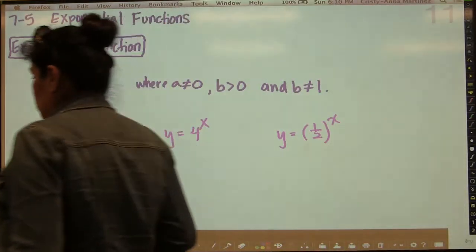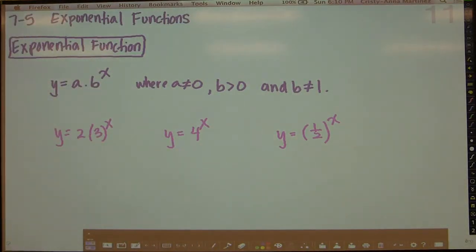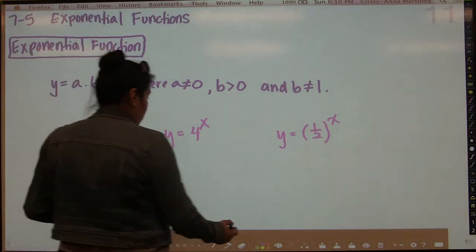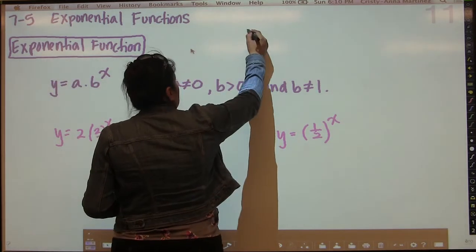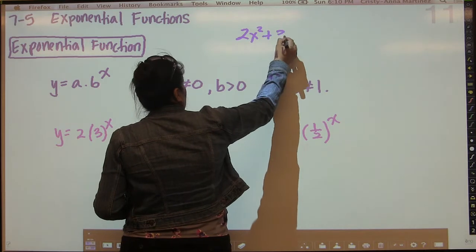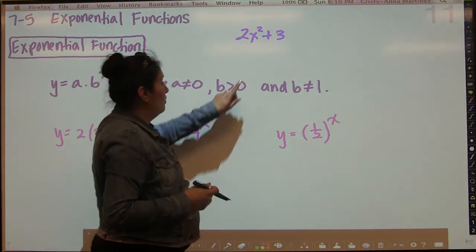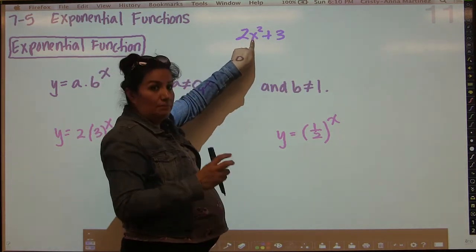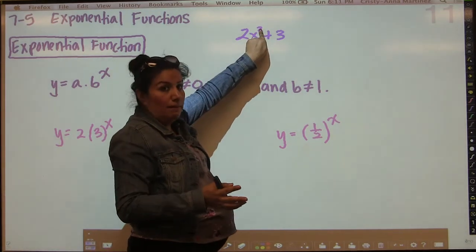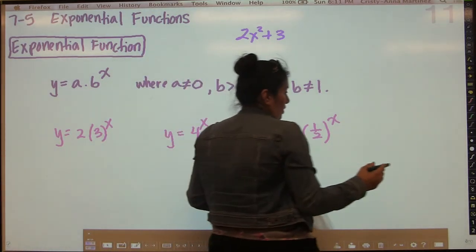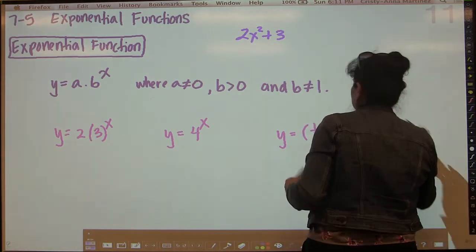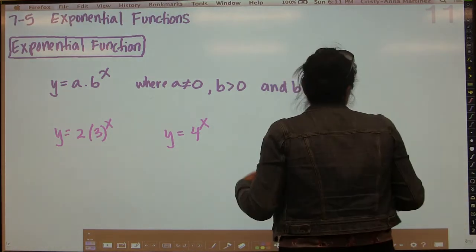Now, an exponential function is completely different to what we've been doing in the past. We are used to seeing polynomials, we're used to seeing linear functions. Basically, we're used to seeing the variable in the bottom portion of an equation. For example, something like 2x squared plus 3 would be something that we would typically see. In other words, when we have a power, the variable is the base and the exponent is a number. So that's a normal situation, or I wouldn't say normal, because exponential functions aren't abnormal, they're just different.